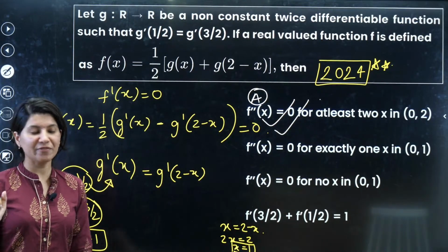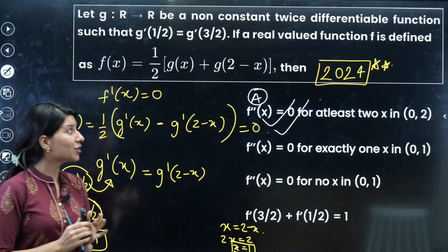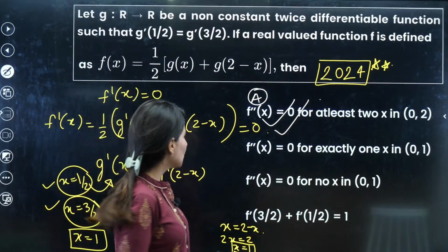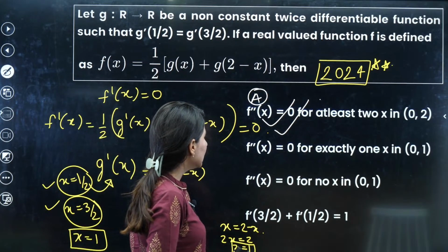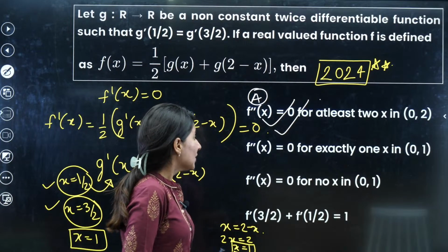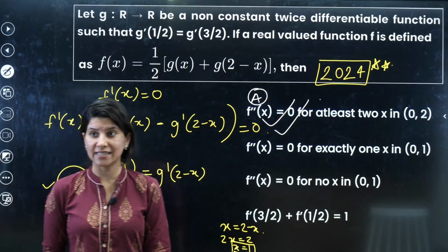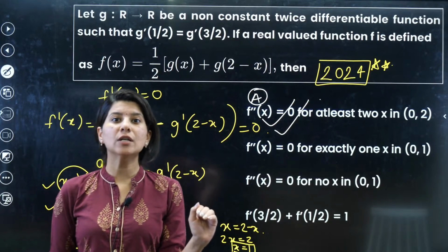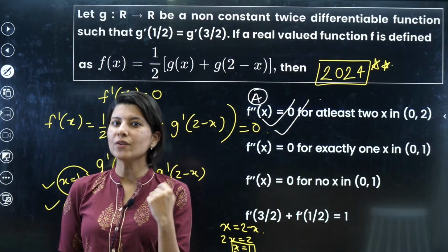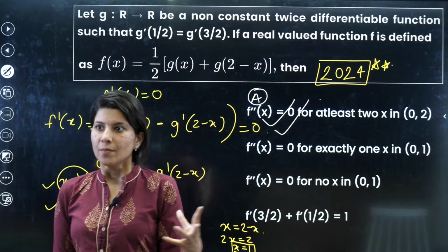Give me a big thumbs up if it is clear to you. Very good question. I really loved this question in 2024. Why not B? Supriya is saying for exactly 1 x in 0 to 1. Supriya, we never talk about exactly 1. If you have seen Rolle's theorem, we always talk about at least 1.